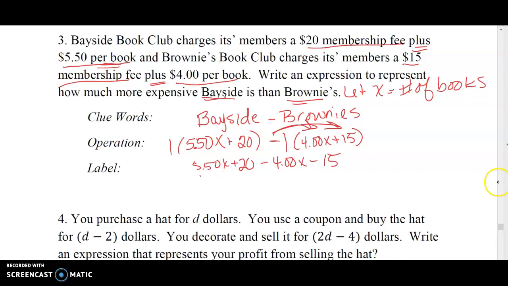Combine like terms, 5.50x, -4x, positive 20, -15. And you're going to get 1.50x and then plus 5. So what this means here is that it's going to be $1.50 more per book and then $5 more per membership. I understand that you can probably figure that out just by reading the problem, but we're starting to learn how to write our expressions, write equations using our variables and solving it like that.